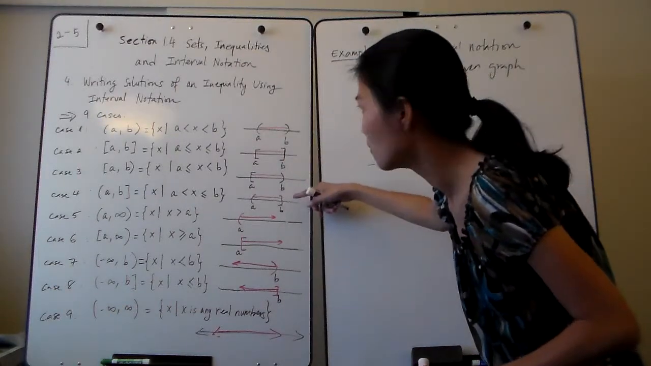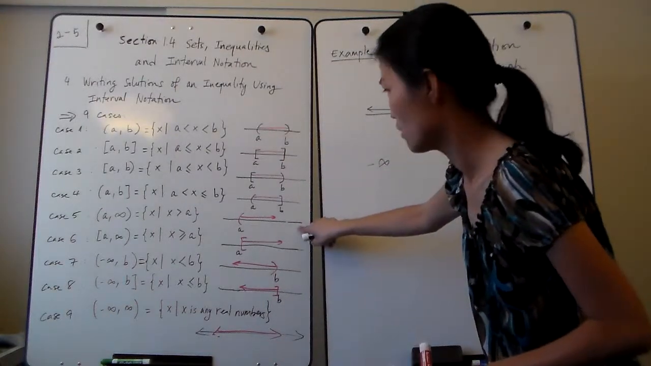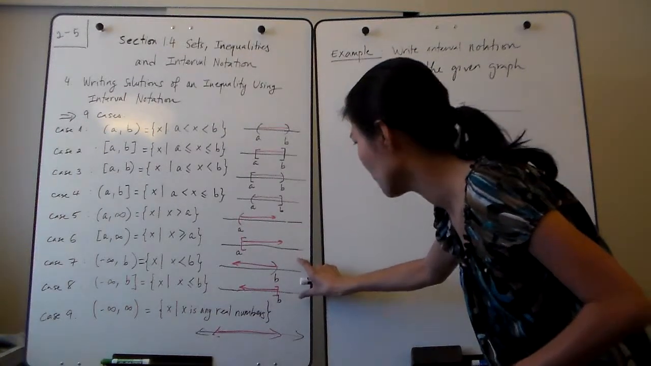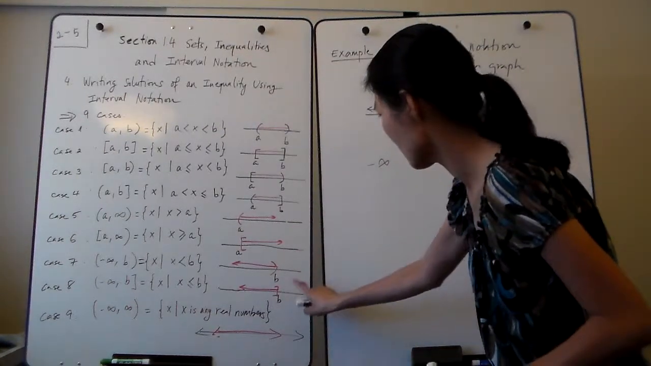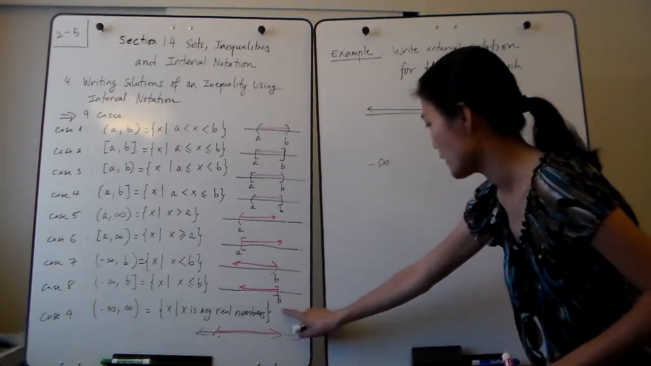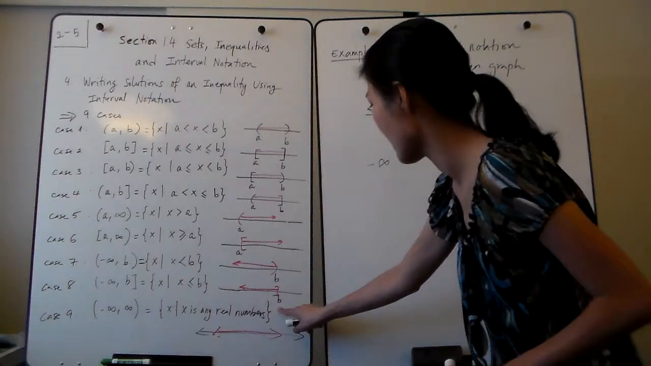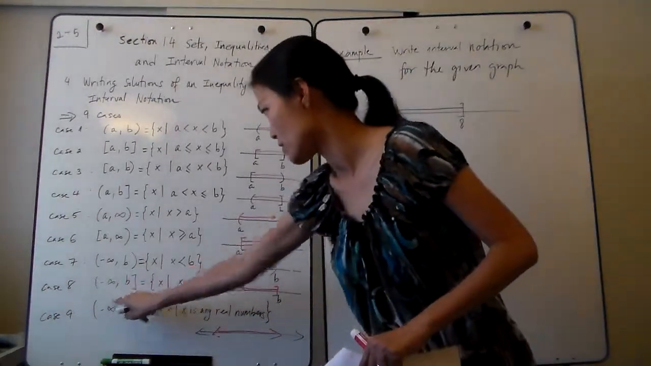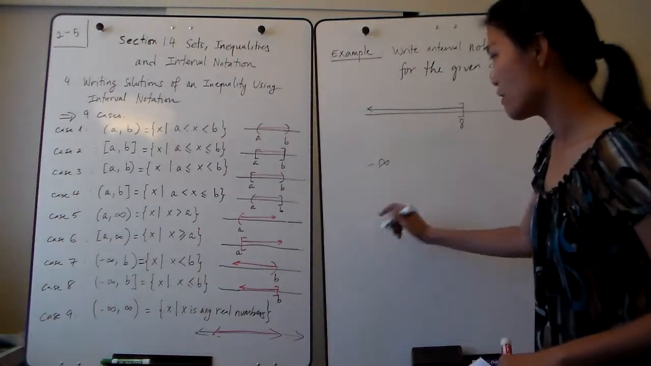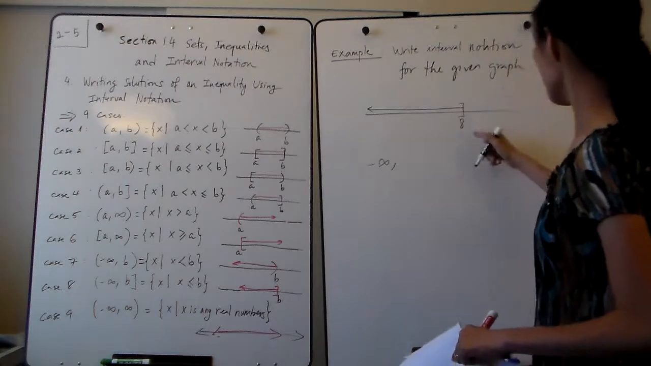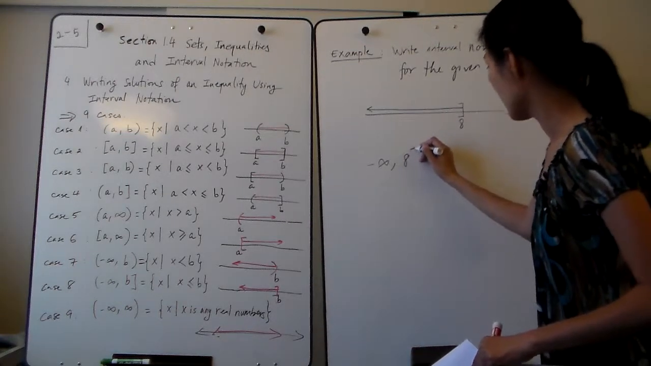Let's see, 5. Not this one because it extends to the right. Not these. Looks like these two. Which one is that? Bracket. So actually, it's case 8. Okay, case 8. The right endpoint is 8, extending to the left. So the interval notation is something like this, case 8, which is negative infinity to something, which is this right endpoint.